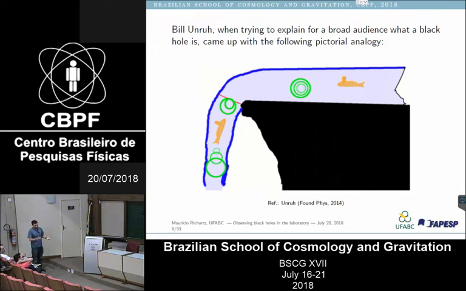But then when he was teaching a fluid mechanics course in 1980, I think, or 1979, he realized that this was not only a nice pictorial analogy, but also a mathematical analogy, as I explained in terms of the wave equation.